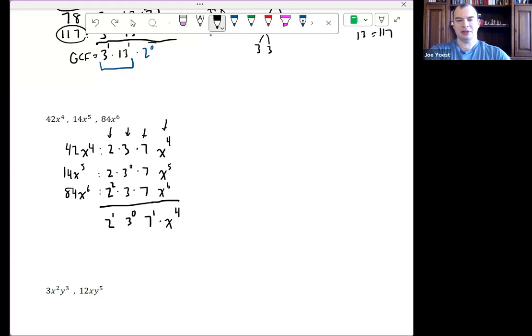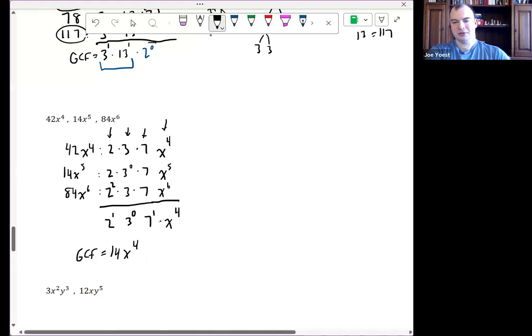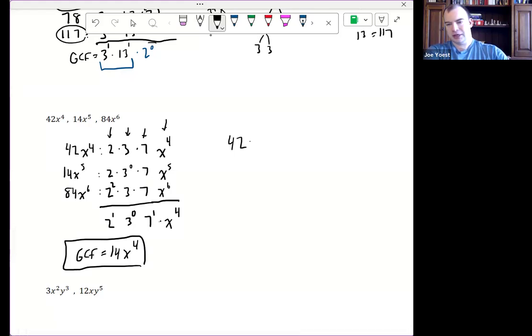And now I see that I just have 2 times 1 times 7 times x to the fourth, or 14 x to the fourth is our GCF. GCF equals, I guess. What do I mean by this? I mean that 42x to the fourth, there's 2 times 7x to the fourth times 3. So 42x to the fourth can be written as 3 times 14x to the fourth.